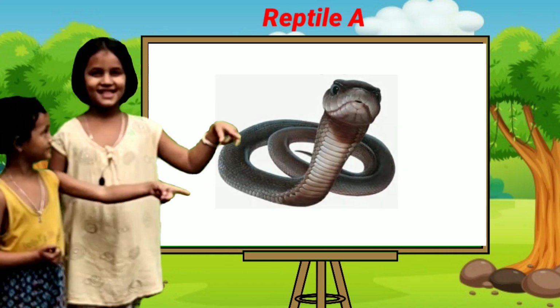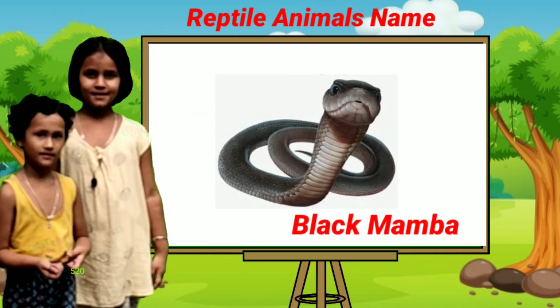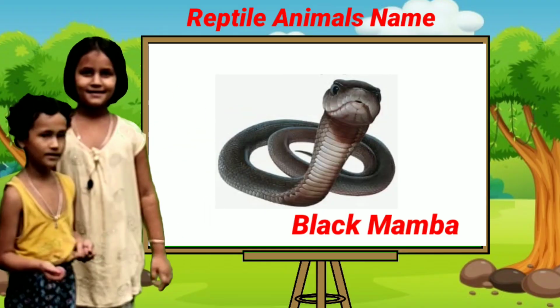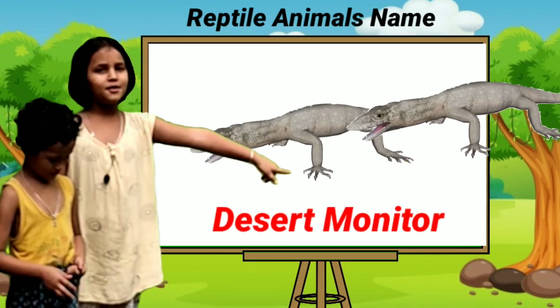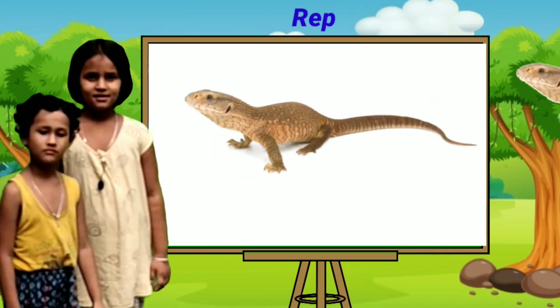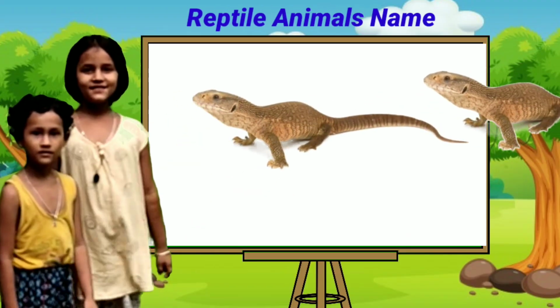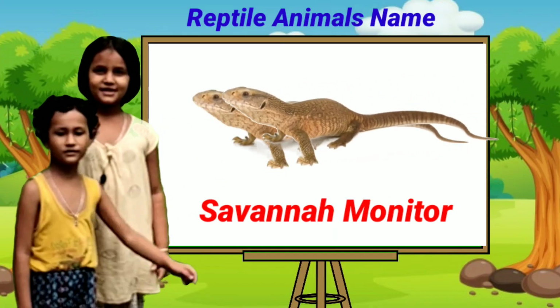This is a black mamba. Black mamba. This is a desert monitor. Desert monitor. This is a savannah monitor. Savannah monitor.